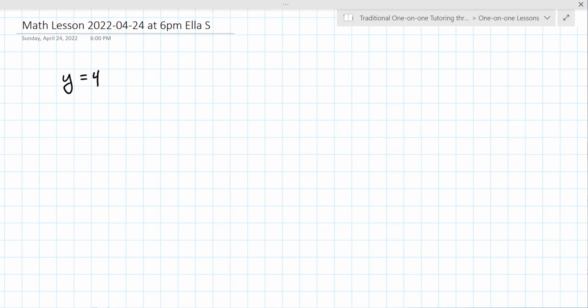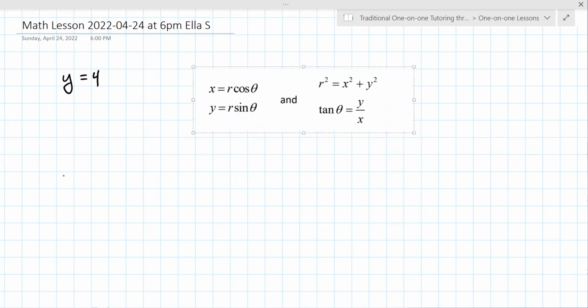If you're seeing my screen, you see y equals 4. And then here is kind of our options here. So if y is 4 and we go with r sine theta, the only way that this is true is when theta equals pi over 2 and r equals 1. R equals 4, I'm sorry.